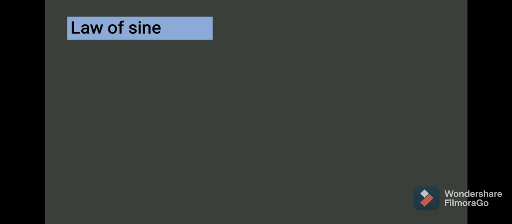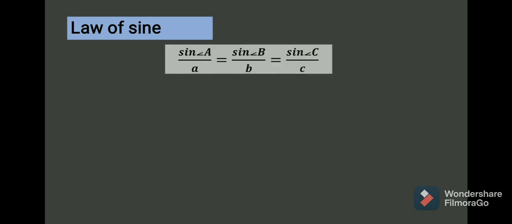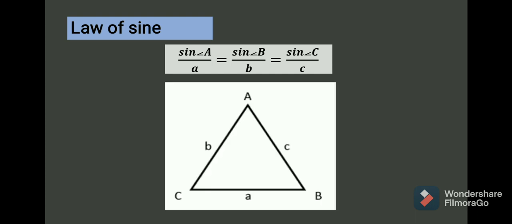Law of sines. The law of sines states that the sine of angle A over A is equal to the sine of angle B over B is equal to the sine of angle C over C, where side A is opposite to angle A, side B is opposite to angle B, and side C is opposite to angle C.